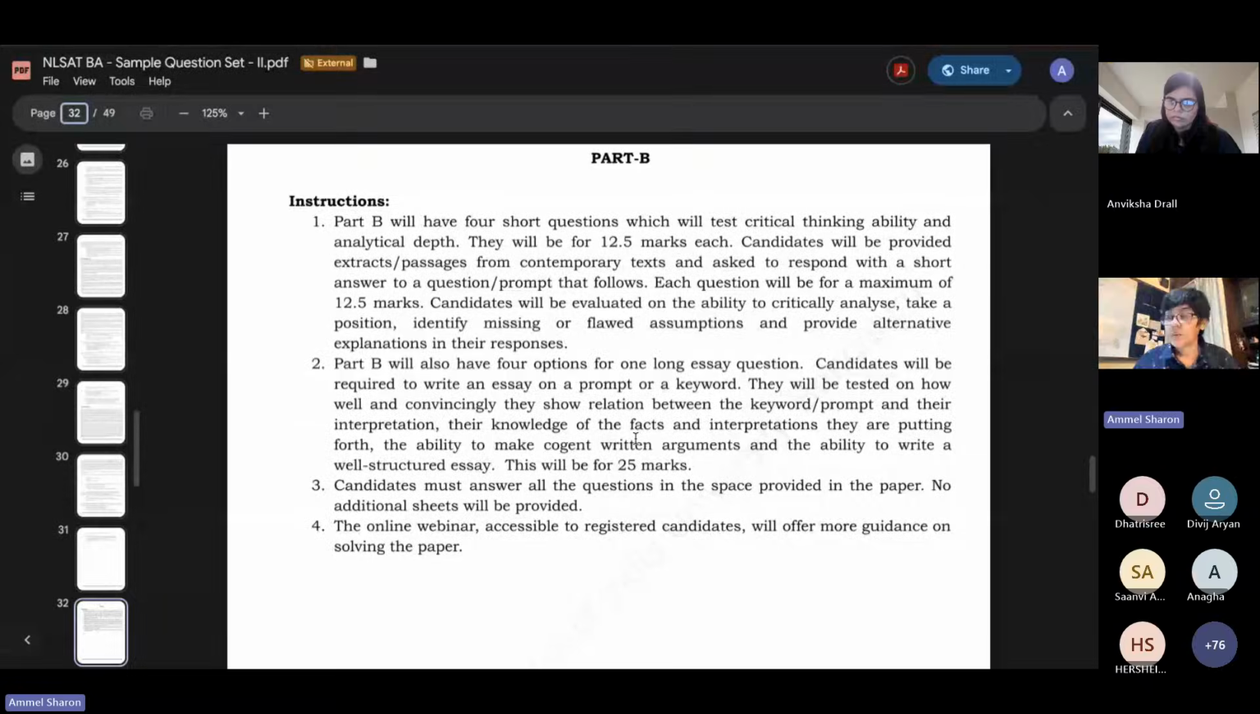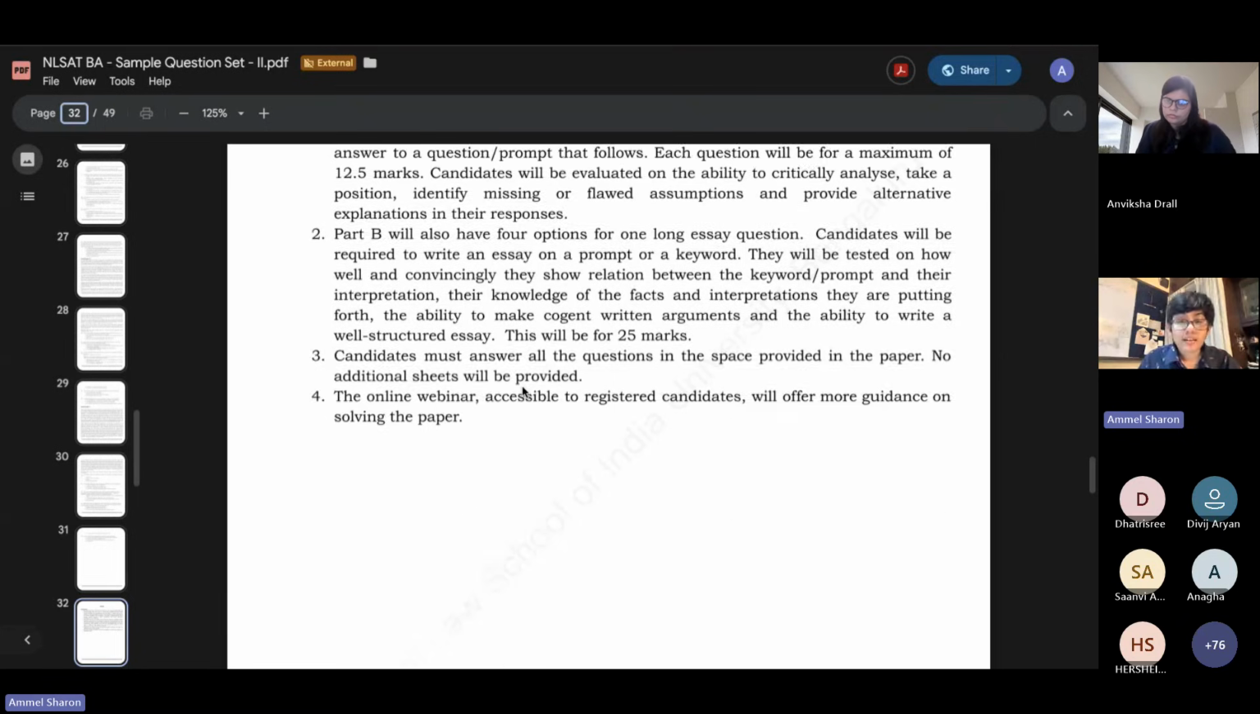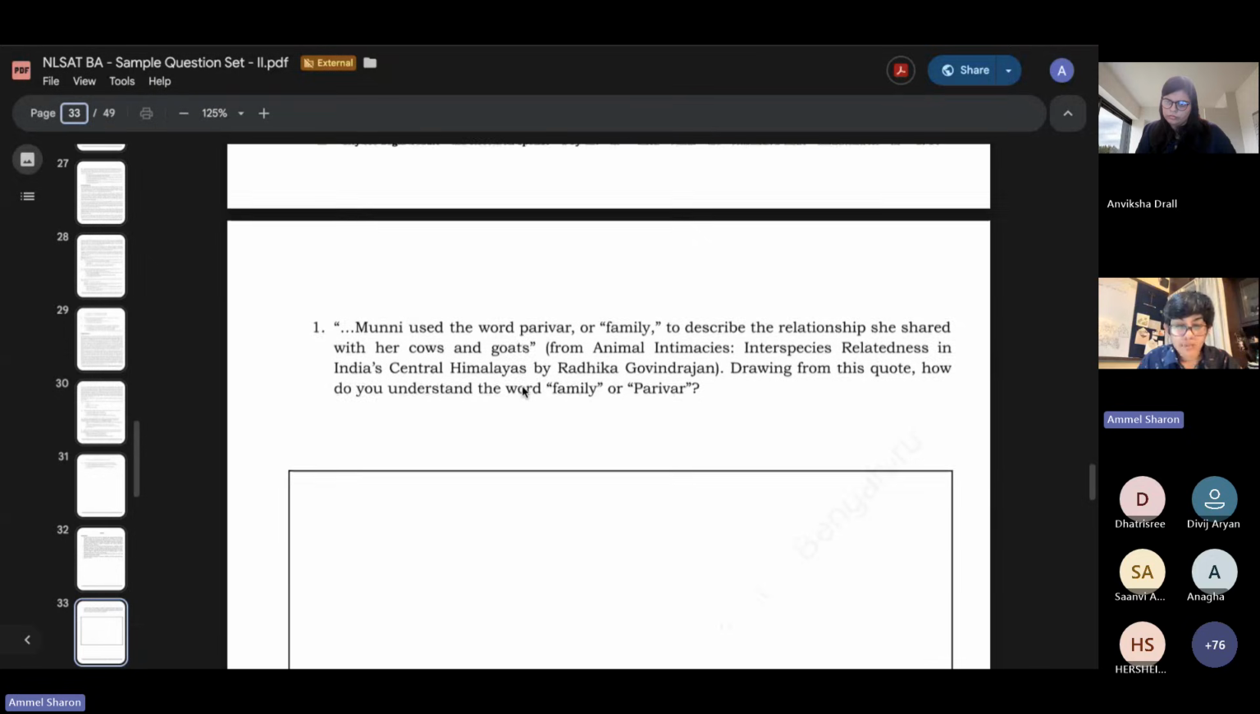Right. Now, part B is the subjective part of the paper, and it will have short questions, short answers, and an essay question, for a maximum of 75 marks. So each question in the short answers will be about 12.5 marks. And then the long essay, you have to write one long essay, will be 25 marks. Let me take you through part B.